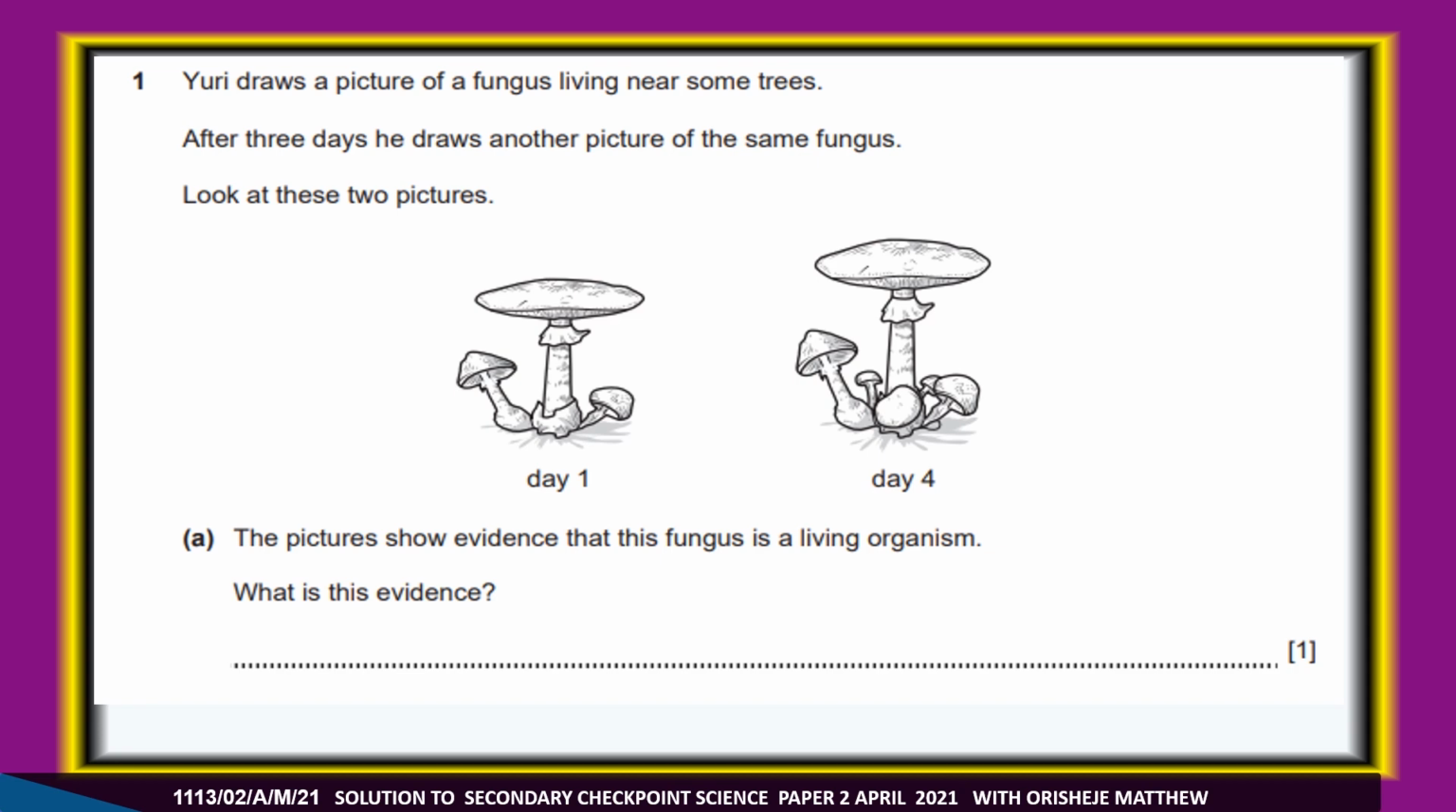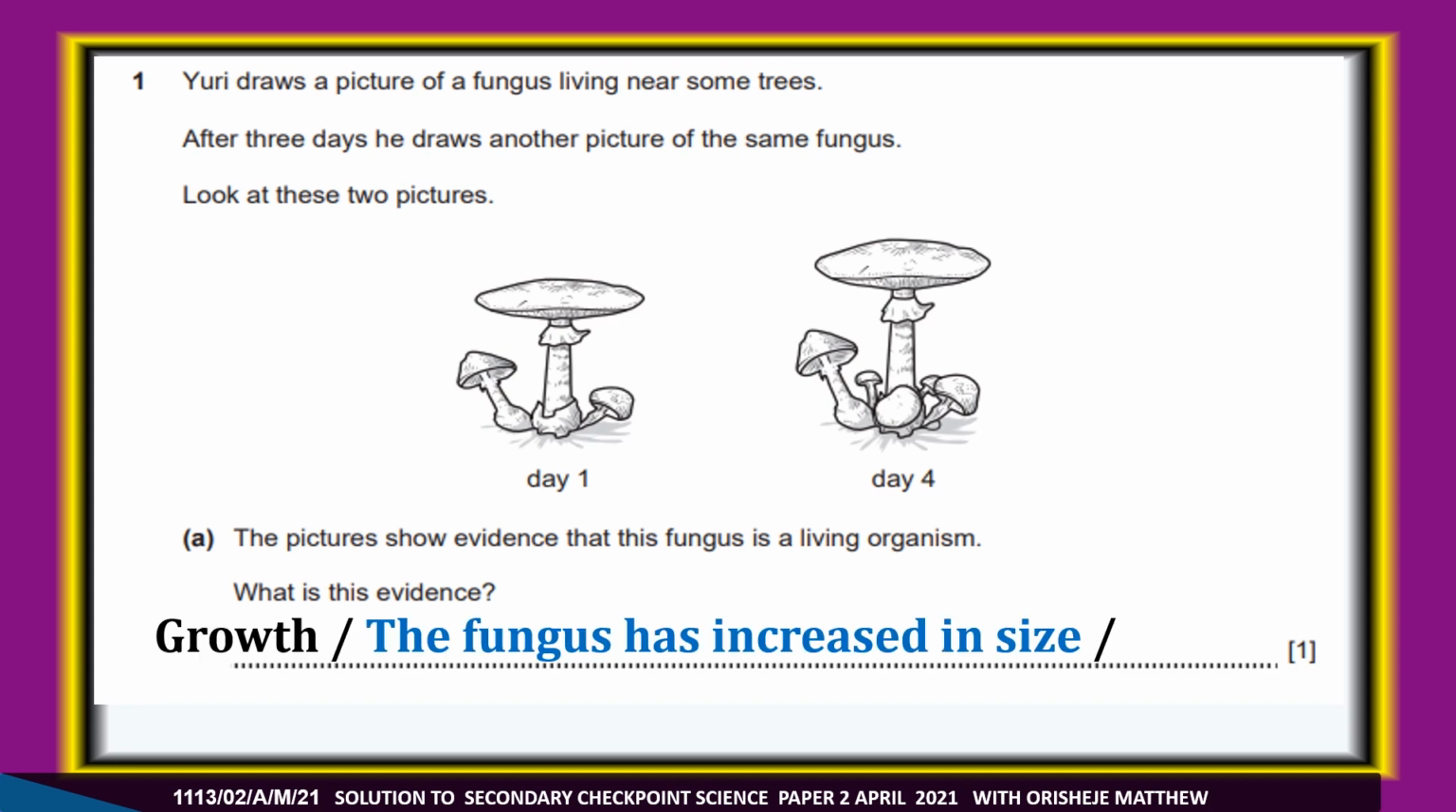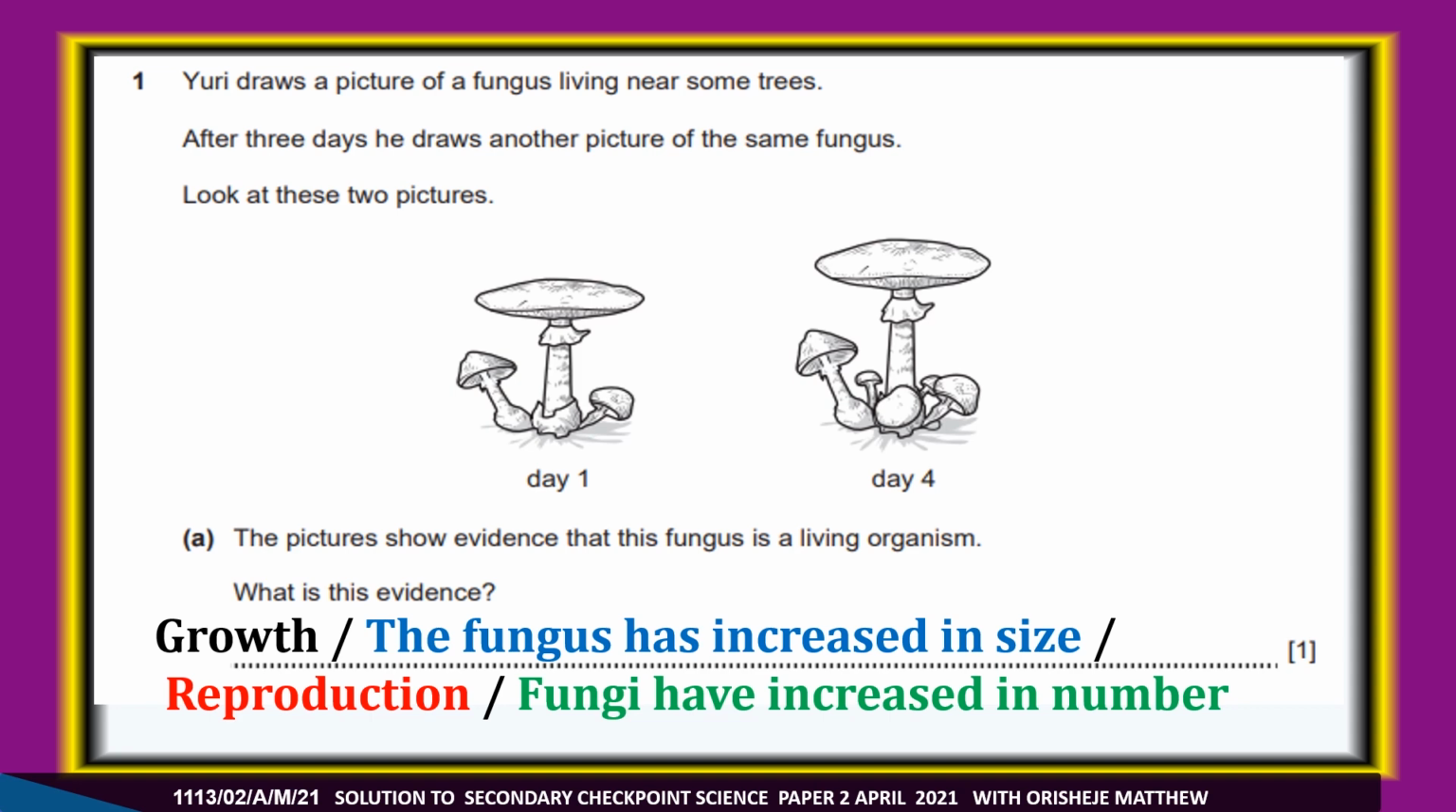You redraw the picture of a fungus living near some trees. After 3 days, you draw another picture of the same fungus. Look at these two pictures. The picture shows evidence that the fungus is a living organism. What is this evidence? Growth. The fungus has increased in size. Reproduction. The fungus has increased in number.